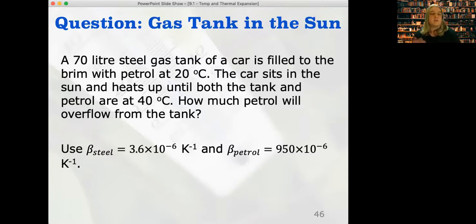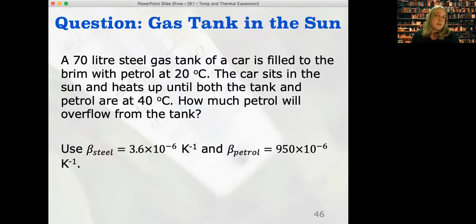So those are our little assumptions. But now we're going to do that calculation. We've been given the volumetric coefficients, or the volume expansion coefficients, beta for steel and for petrol. You can see they're both given in Kelvin to the -1, but remember, Kelvin or Celsius doesn't actually matter because we're talking about a step size. And the other thing that you'll need to remember is 70 litres, we need to think about it in terms of volume units.